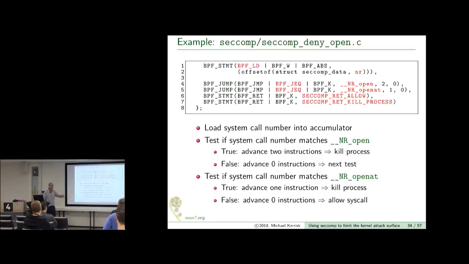Now, openat is a more modern version of open. So I want to make sure that neither of those things is allowed. In fact, the open wrapper function in glibc nowadays calls the openat system call, not the open system call. If it is equal to openat, jump forward 1 instruction, kill the process. Otherwise, jump forward 0 instructions. And here I say, return to the kernel, allow this system call. So every other system call is allowed.